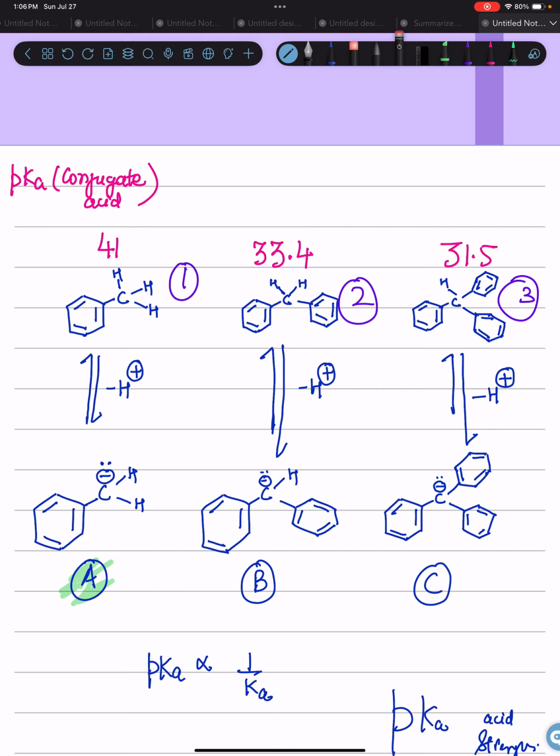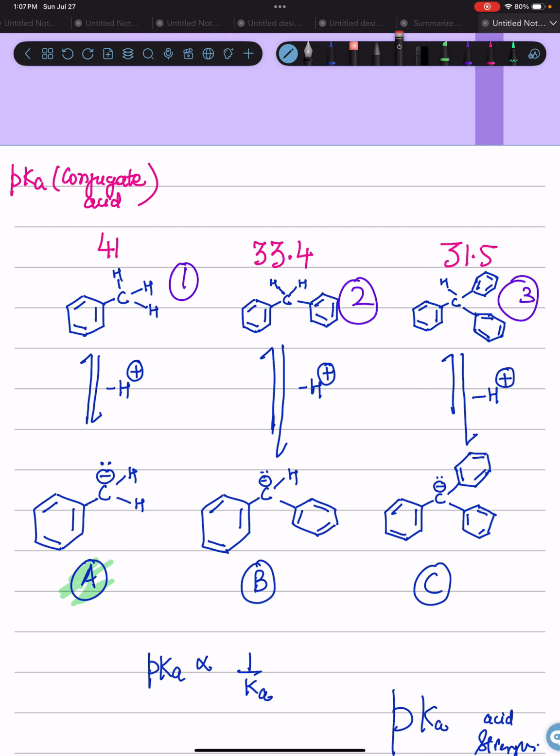Because when we go from 1 to 2, what is the difference? We added one phenyl ring. So pKa decreased by 7.6, acid strength increased by the same magnitude, okay. But when you go from 2 to 3, the increase in acid strength or the decrease in pKa is not to that extent as we have expected, because we added one more phenyl ring. So we expect a cumulative effect. So what is the reason behind that? That is the question, okay.